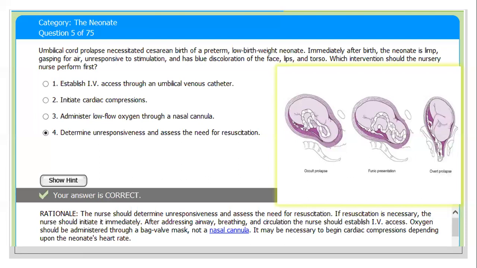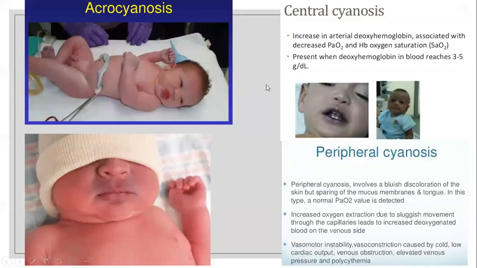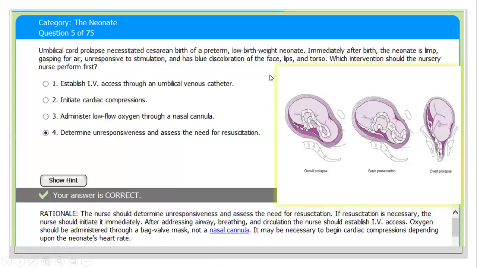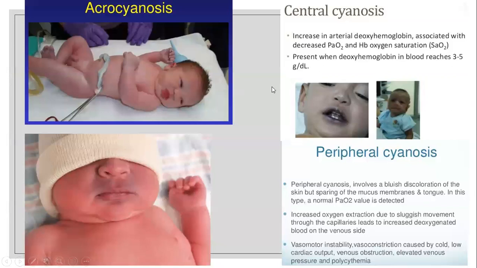So, next. Here we can see something more. In the previous question it said blue discoloration of the face, lips, and torso. This is called cyanosis. You see, this is the blue discoloration of the lips. Here, it is called cyanosis, central cyanosis.